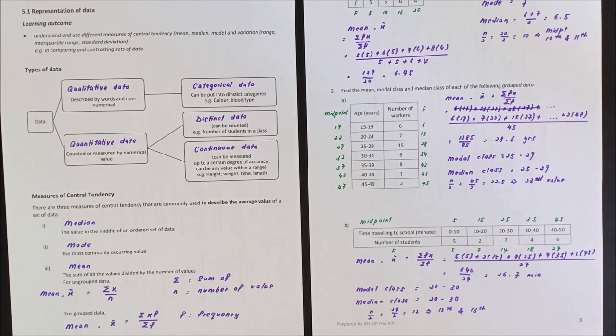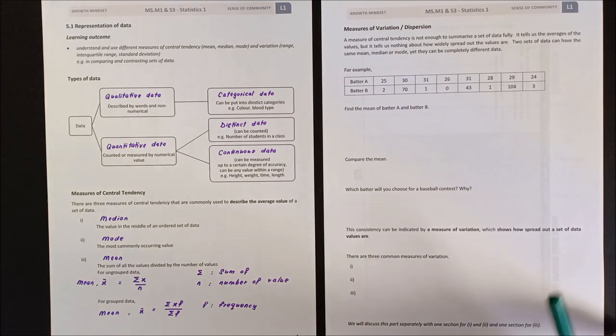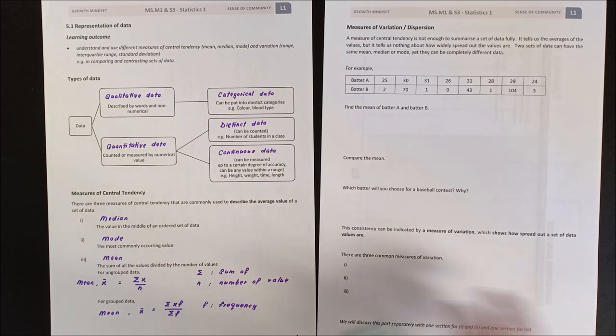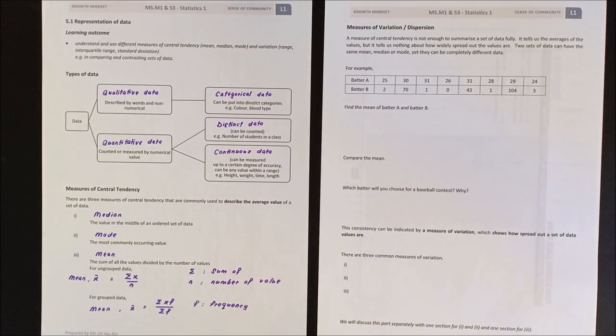Okay, so yeah, that's all for the measure of central tendency part. So later we'll be looking at measure of variation or dispersion. So let's continue with the second part of our lesson, which is measure of variation or dispersion. Just now we learned three measures for central tendency. If we have the measure of central tendency, then why do we need a measure of variation?